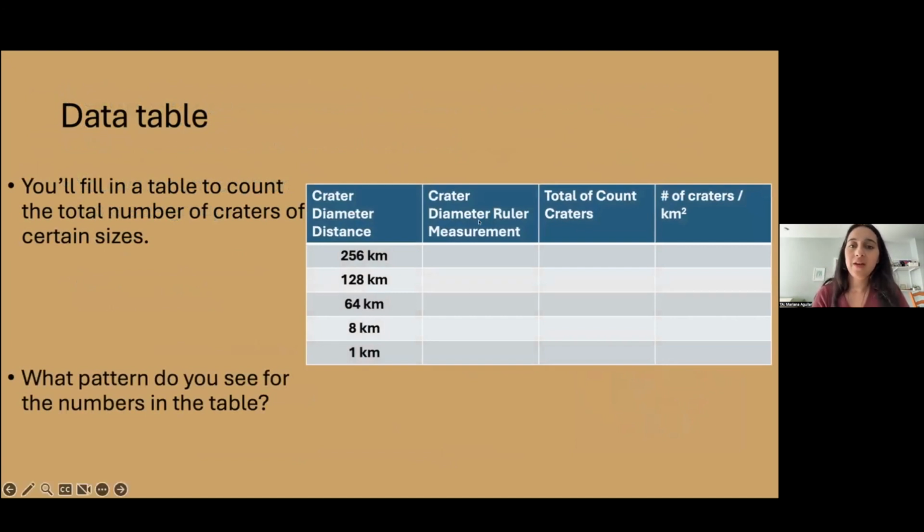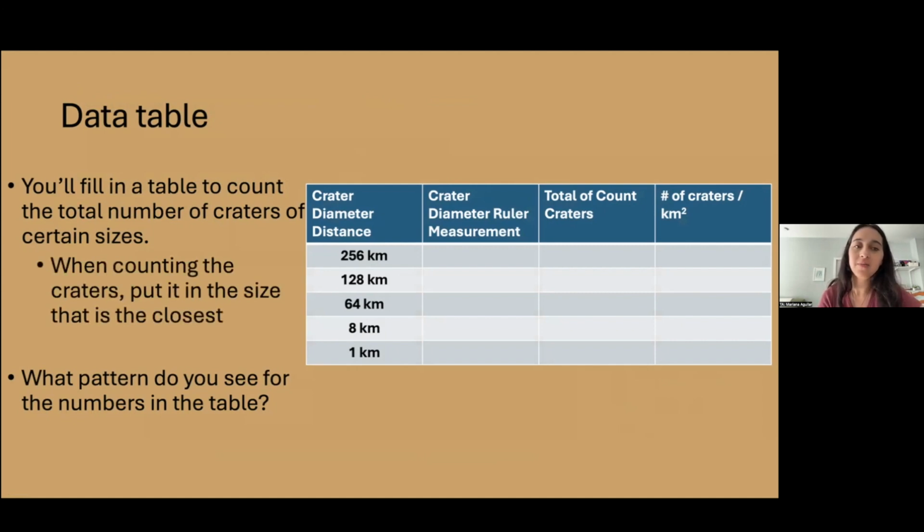This is a similar example to what you should have on that document that was sent to you. You're going to be able to convert all these kilometer values. These are the groups you're going to be measuring for, and you can count the number that fit into these groups. These numbers are in an exponential pattern. So when you count a crater, you're going to be putting it in the size group that it closely matches. For example, you measure a crater that you think is 200 kilometers, but there's no group here that's 200. So you're just going to put it to whichever it's closest to. You can put it in the 256 kilometer group. So just basically round it to whatever you think is closest.